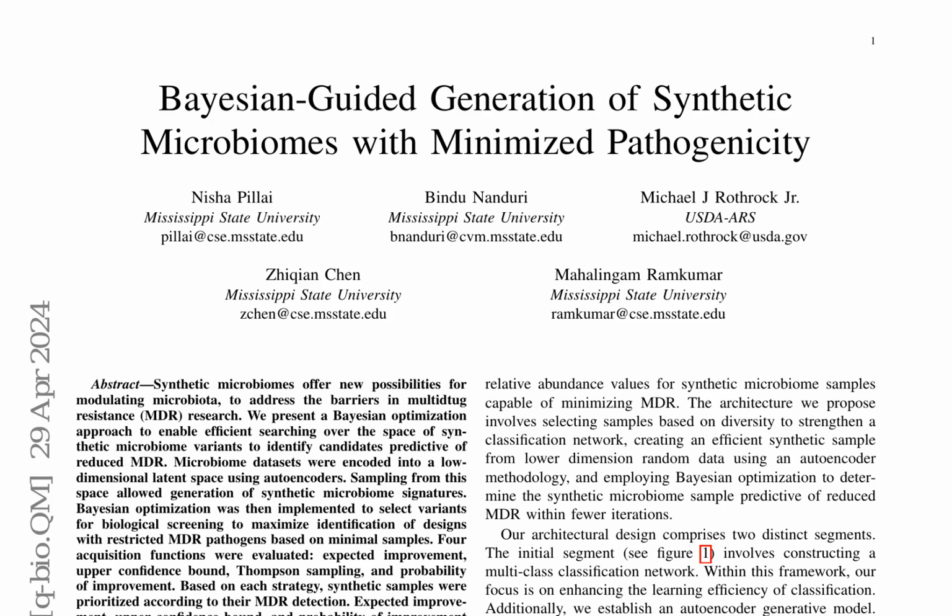Four acquisition functions are examined: Thompson sampling, probability of improvement, upper confidence bound, and expected improvement. These functions balance exploitation and exploration to efficiently identify microbiome samples with the lowest pathogen presence. The experimental setup and results for a multi-class classification model and an autoencoder model are presented in this section, focusing on predicting antimicrobial resistance in poultry microbiome samples.